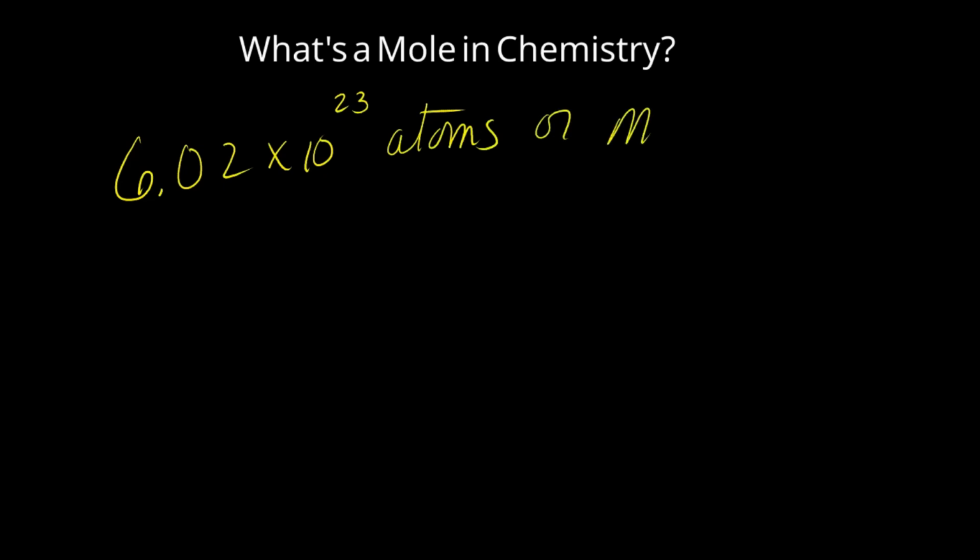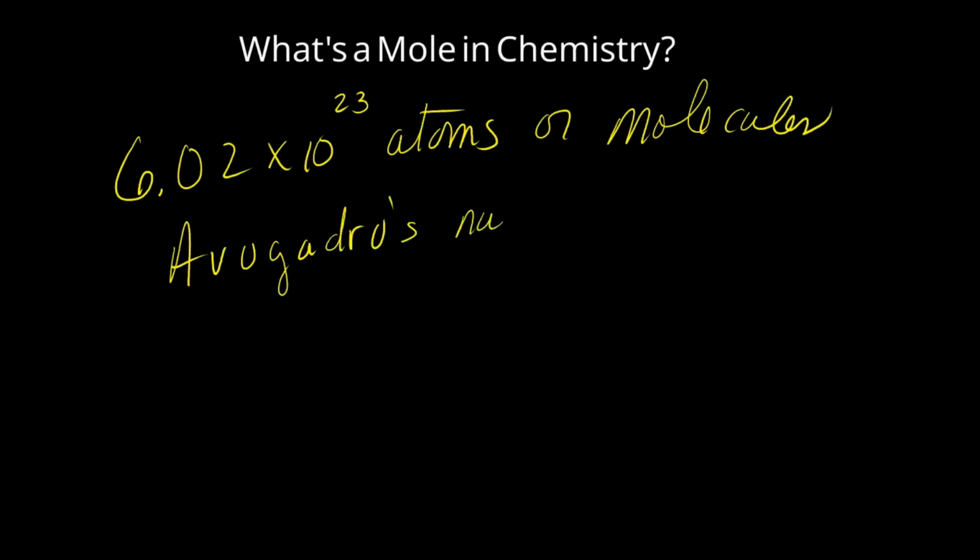One mole is 6.02 times 10 to the 23rd atoms or molecules. This is called Avogadro's number.